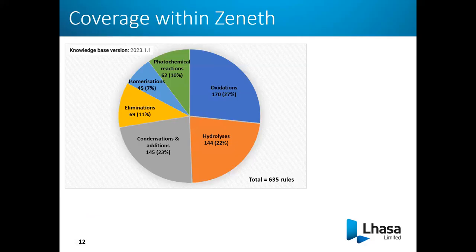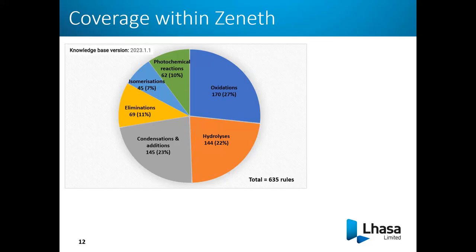So knowing how the tool works is one thing, but what knowledge does this tool have? What is the brain of Zenith? What does that chemistry look like? So the knowledge base in Zenith is about 15 years old now. It's reasonably mature, and to date it contains 635 rules. We classify that knowledge into 6 categories.